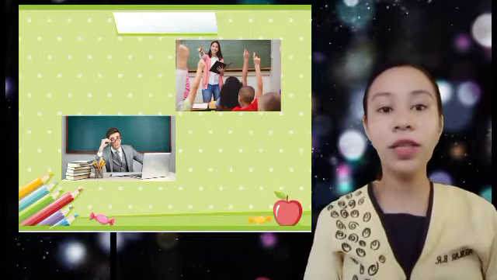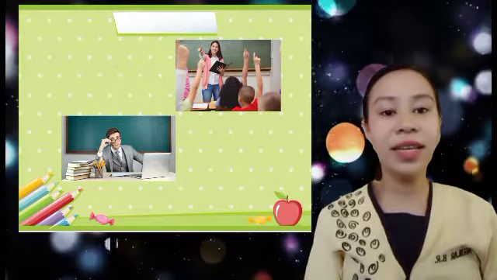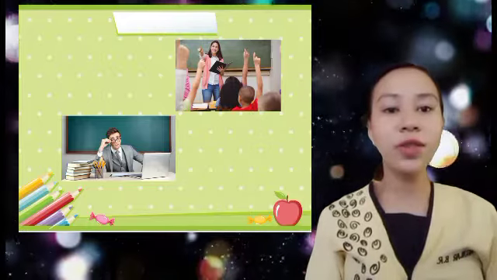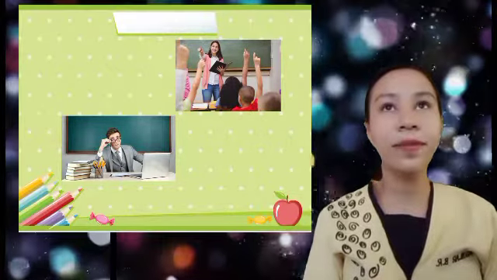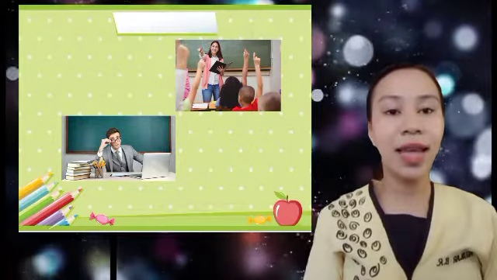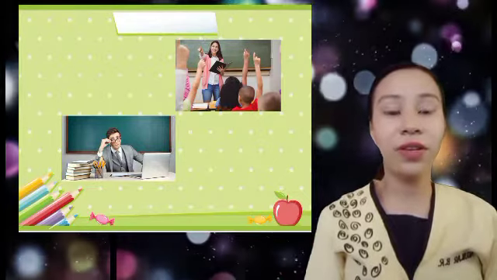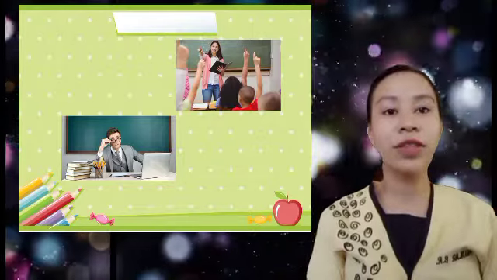For example, if your students really tried their best and gave an effort to that specific activity, you will give them a passing grade. For example, if the total score is 10, you may give them 6 out of 10 or 7 out of 10 for their hard work and for their effort.